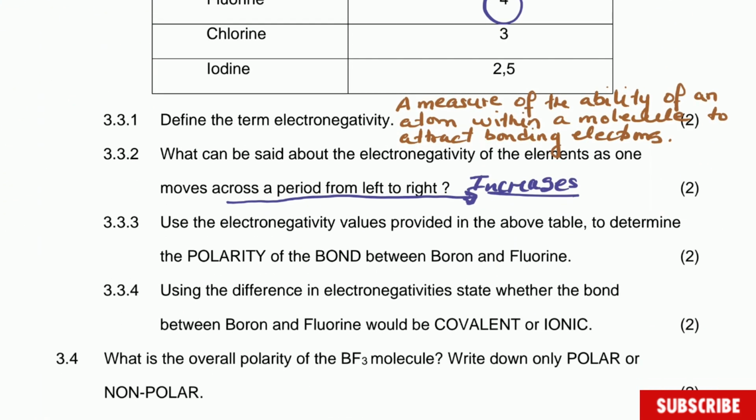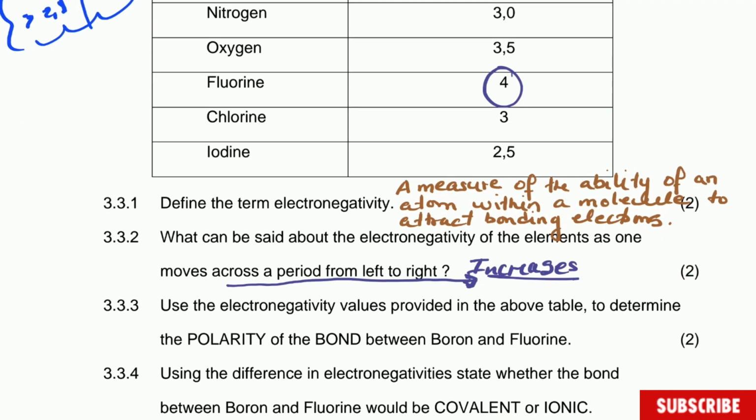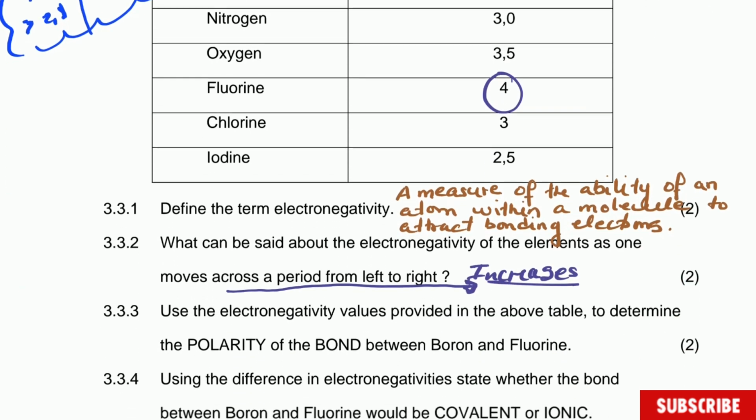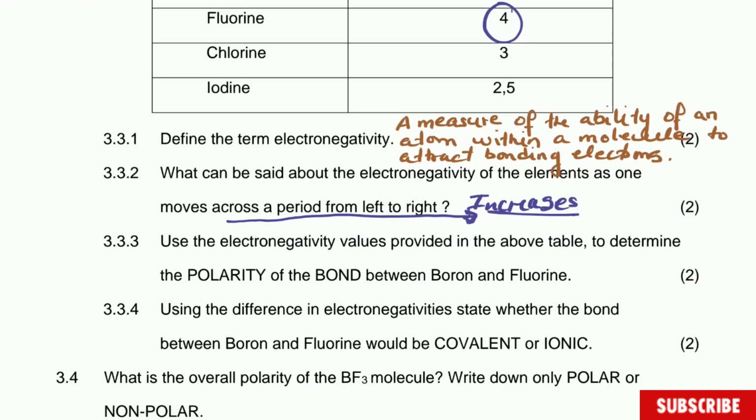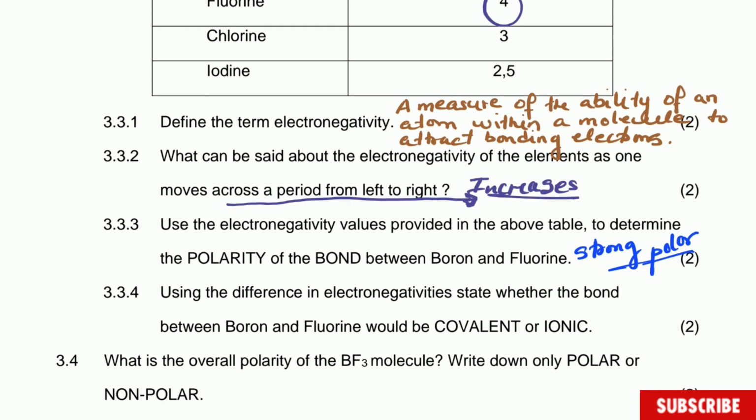So all you have to say, they say use the electronegativity values provided to determine. We did calculate here, so it is going to be strong polar. That is the answer for question 3.3.3. So the answer is strong polar. Using the difference in electronegativity, state whether the bond between boron and fluorine will be covalent or ionic. It is covalent. You can see the calculation, guys, it is here. Okay, so the bonding will be covalent.